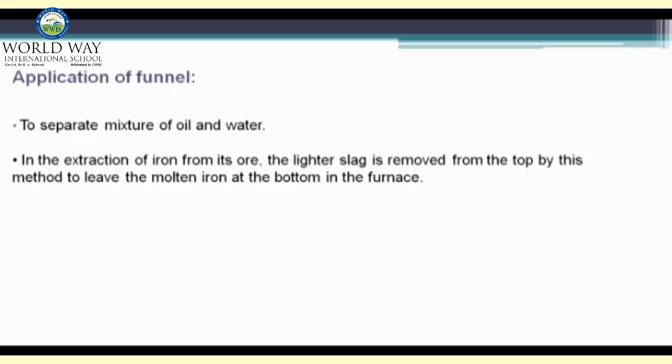At last, we'll discuss some of the applications of using a separating funnel. We can separate a mixture of any type of oil with water. Also, it is used in extraction of iron from its ore. The lighter slag is removed from the top by using this method, and the molten iron, being heavier and denser, is collected at the bottom.